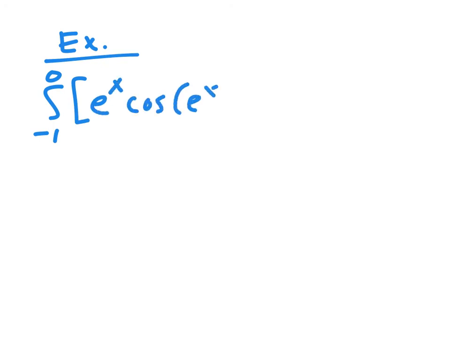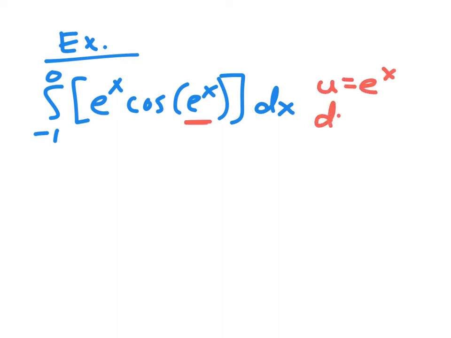Okay, last example. We're going to look at one with trig. So the integral from negative 1 to 0 of e to the x times cosine of e to the x dx. So again, I see more than one exponential function, which means I don't want to make the exponent my u. In this case, I'm looking for the inside function, and so the inside of cosine is e to the x. So I'm going to make that e to the x my u. And if I differentiate that, I get e to the x dx. And so the e to the x in front is my du.